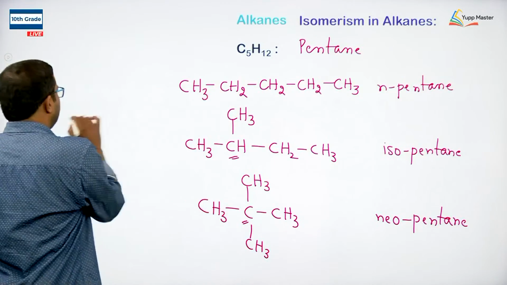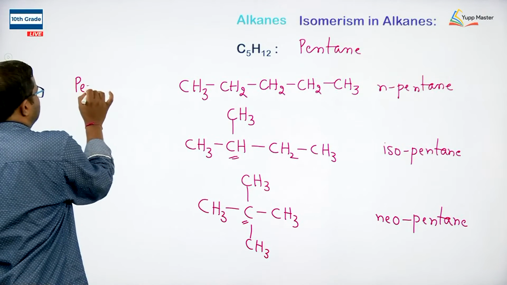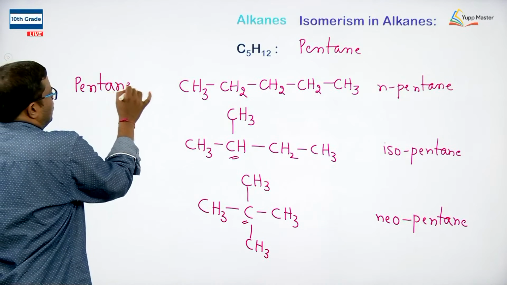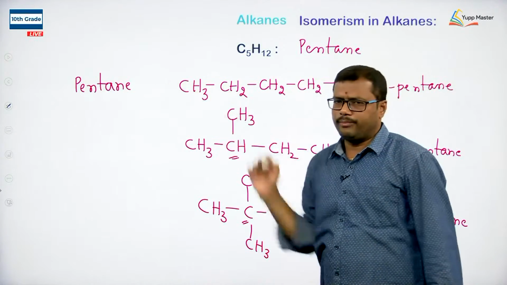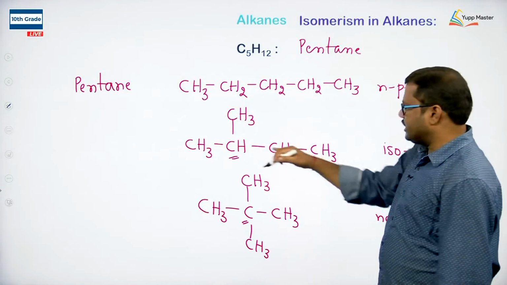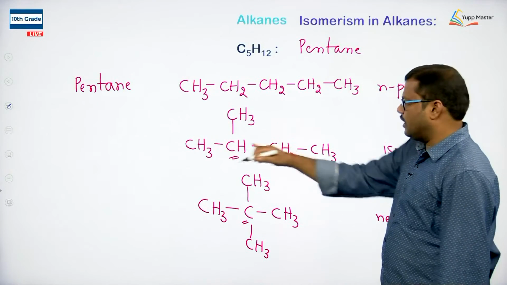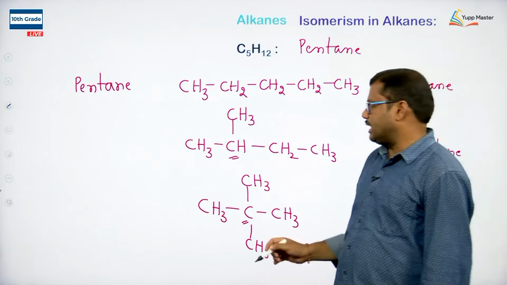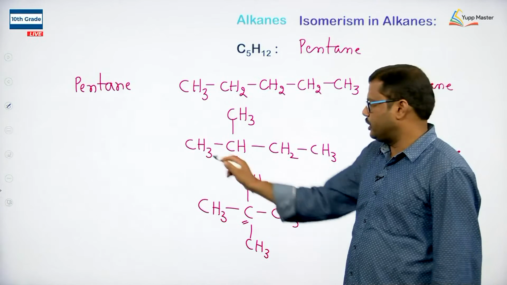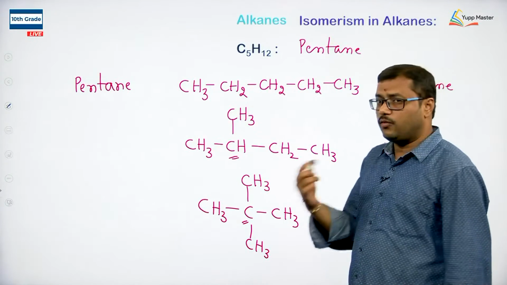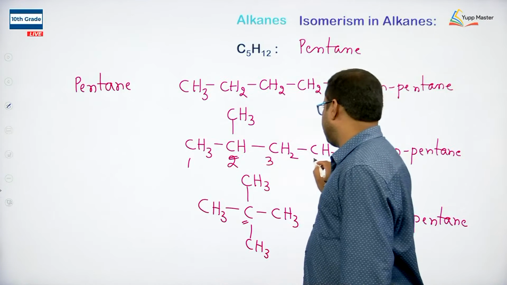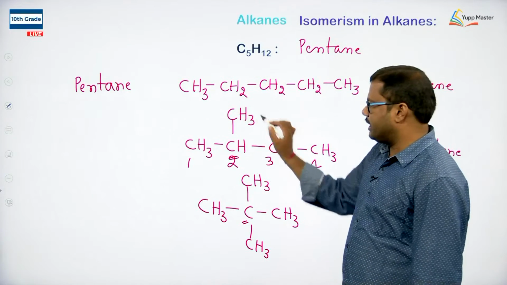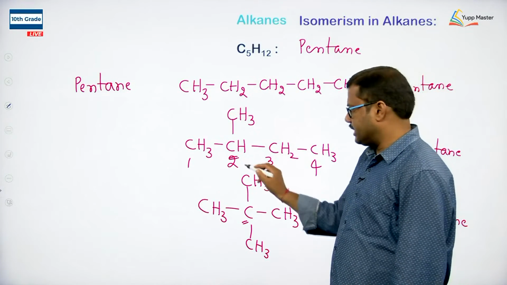If I write the IUPAC names of these compounds, 5 carbons arranged in a straight chain we can write as pentane. But when you look at this one, there are 4 carbons in a straight chain and 1 substituent. So we have to select the longest continuous chain, which has 4 carbon atoms. Then number the carbon chain such that the substituted carbon gets the lowest possible number, which is second position.